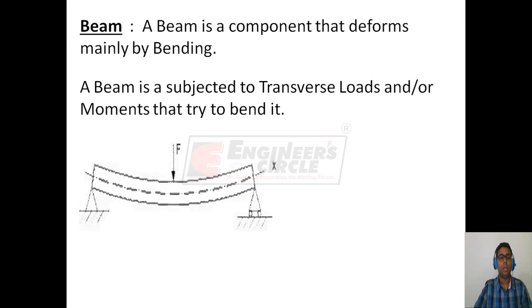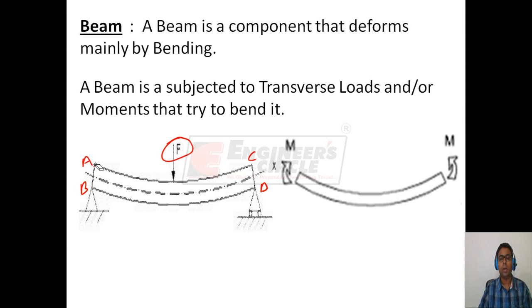For example, consider this beam A, B, C, D. Due to the application of this transverse load F, the beam has got bent. Similarly, consider this another beam which is subjected to moments M on the ends. Due to this moment M, the beam has got bent. So, this moment M is called a bending moment.